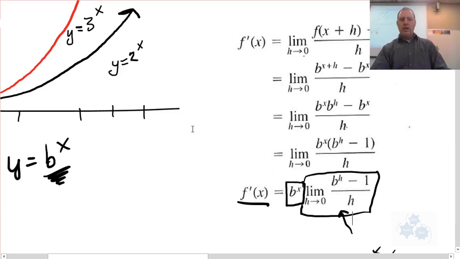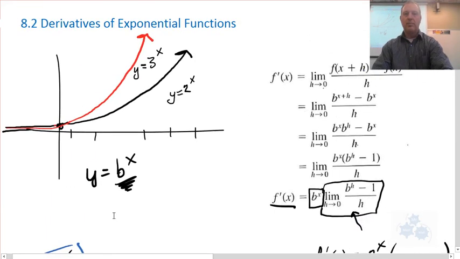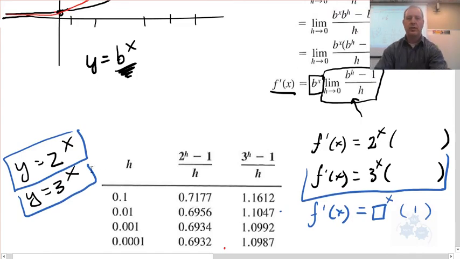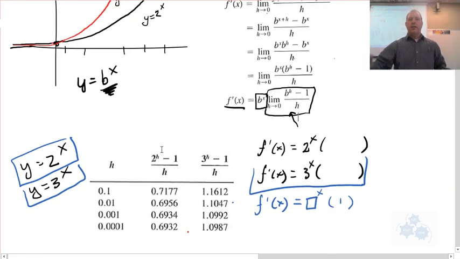Well, if we work with y equals 2 to the power of x and find the derivative, we can literally plug in little h values, like 2 to the power of 0.001 minus 1, over 0.001, and we could get values. I'm going to show you a table here in a second. I think I've got to zoom out a little bit and move down here, to try and get all this on the screen so you can see it. Okay, but look at this table down here.